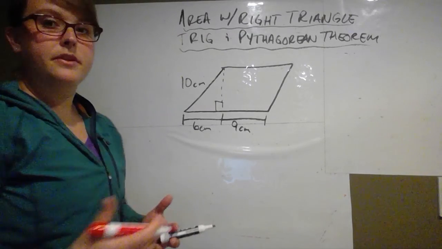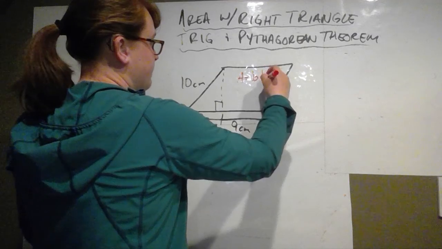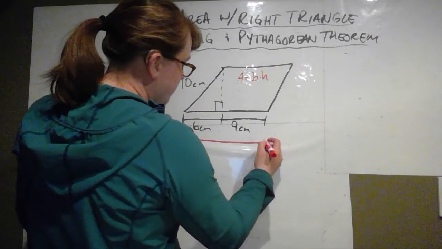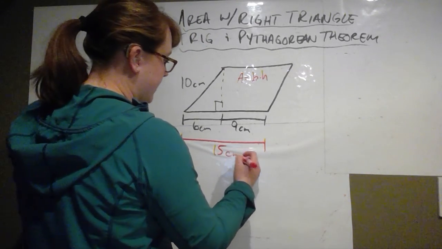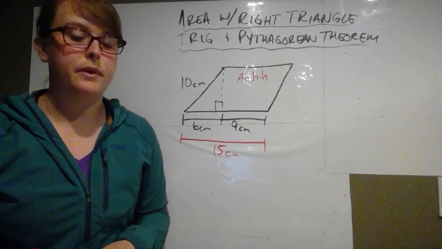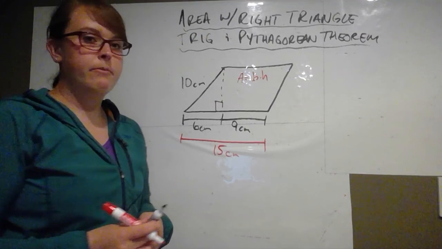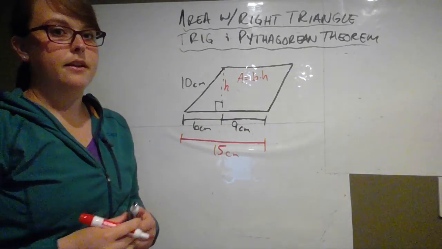Okay, so this is going to require us to remember area of a parallelogram is base times height. And our base here is this whole side, so 6 plus 9, which is 15 centimeters. But 10 centimeters is not the height. We learned that also earlier this week, that the base and the height have to be perpendicular to each other. So this would be our height instead.